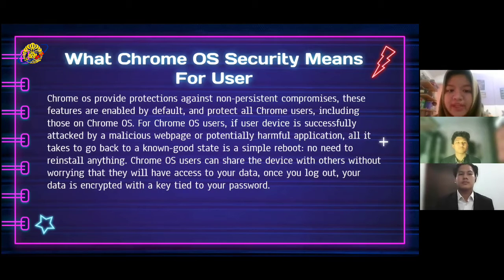And next, what Chrome OS security means for users. Chrome OS provides protection against non-persistent compromise. These features are enabled by default and protect all Chrome users, including those on Chrome OS. For Chrome OS users, if the user's device is successfully attacked by a malicious web page or potentially harmful application, all it takes to go back to a known good state is a simple reboot. No need to reinstall anything. Chrome OS users can share the device with others without worrying that they will have access to your data. Once you log out, your data is encrypted with a key tied to your password.